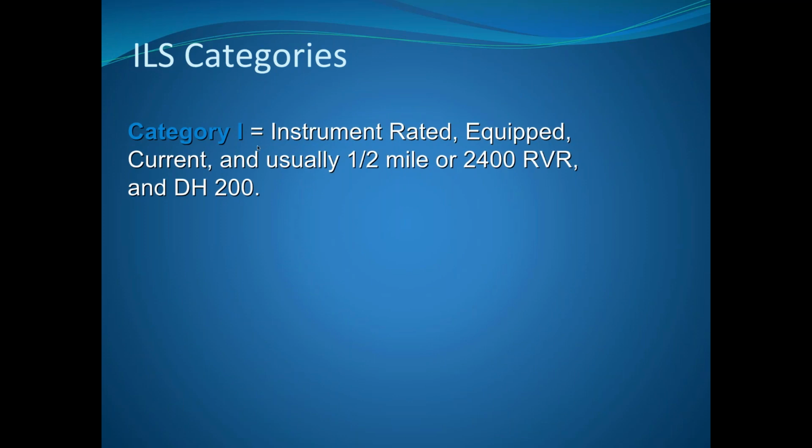Our usual Category 1 approach will be a half mile of visibility or 2,400 feet RVR. And our decision height will typically be 200 feet. So a Category 1 approach is what we're going to use for our landing minimums most of the time. And we have to use Category 1 approach minimums to determine if we're legal to go. Does that make sense? Write that down: our Category 1 minimums are what we use to determine whether or not we are legal to go.